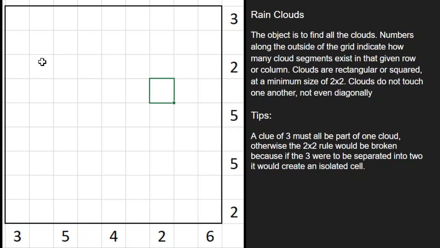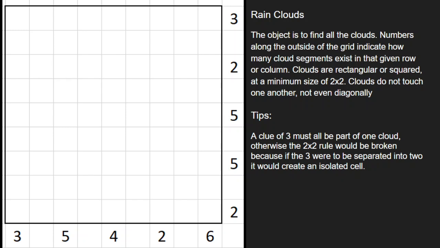And the clouds have to be at least 2 by 2. So they're going to be square or rectangular, so you couldn't have a weirdly shaped cloud like that. It could be extra long, it could be extra wide, but it's got to be at least 2 by 2. So that's it for the rules. I'm going to go ahead and start solving this one.